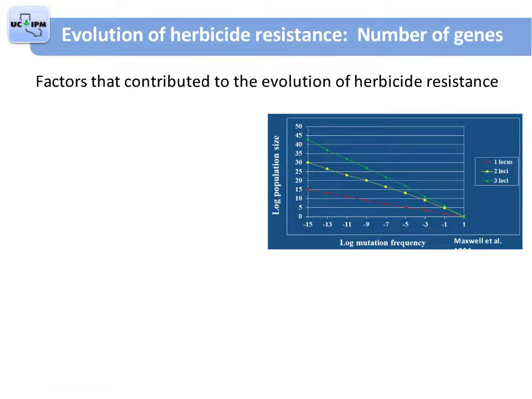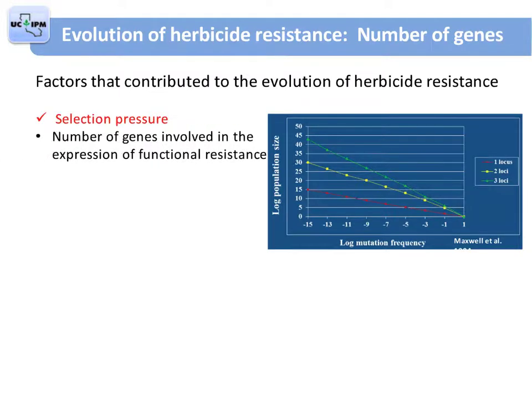A second factor that has contributed to the evolution of herbicide resistance is the number of genes involved. If you have a single dominant gene, you're going to get resistance faster than if there are multiple genes involved. Going back to the 2,4-D example a few screens back, the reason we did not have 2,4-D resistance was because 2,4-D impacted several genes. It's extremely difficult to have all genes develop resistance at once.